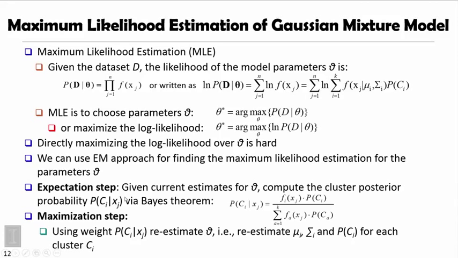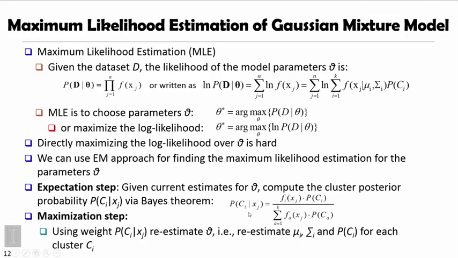The EM approach essentially consists of two steps, iteratively. One is expectation, and the other is maximization. In the expectation step, given the current estimate of theta, we compute the cluster posterior probability. That means we want to compute the probability of cluster C sub i under the condition of x sub j, and we can write it using the Bayes theorem.